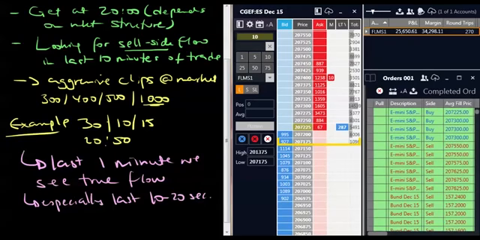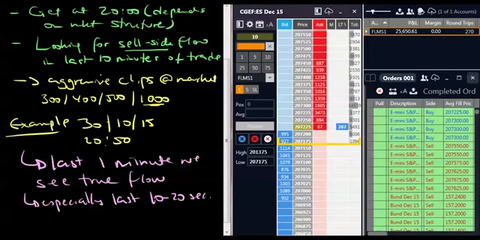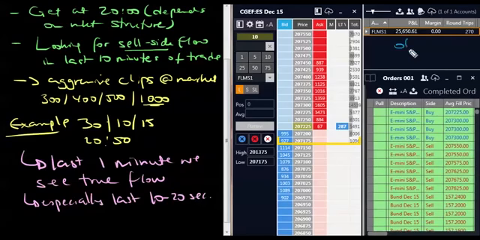Just bear with me for 1 second while I try and get this pen up. Seems like it does not want to come up for some reason. A little bit annoying. In any case, I'll just draw here. There we go. It's starting to work now.